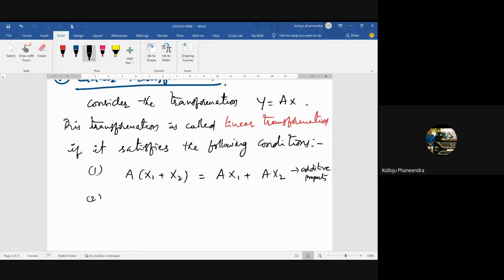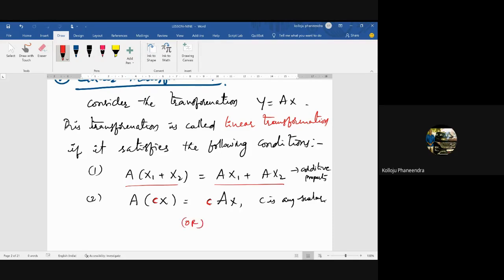Next, the second one is the constant multiple of any vector. That means A into, I will take cx, that is equal to c into Ax, where c is any scalar. These two conditions: one is the additive linear property, and the next one is multiplication of a transformation by a constant c.